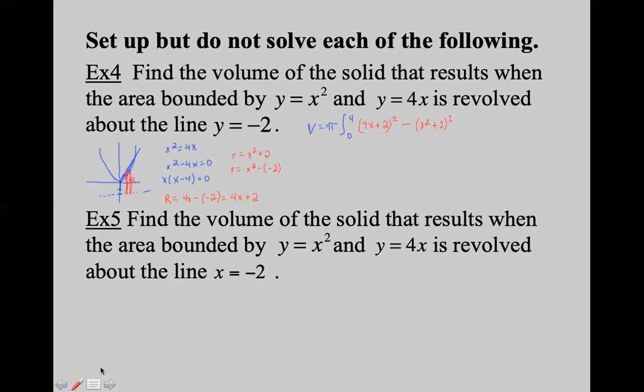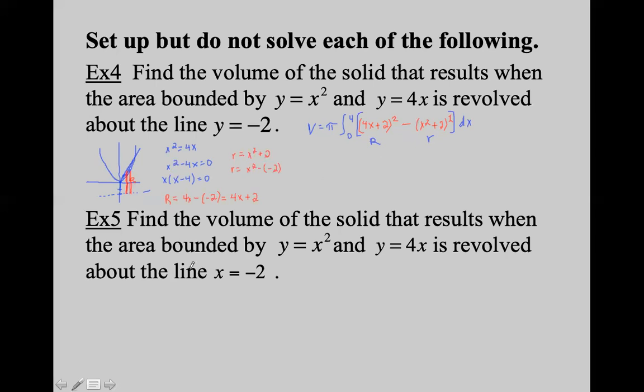The other thing they're going to look for is that all of that is together and you have your dx. So when they're checking this, set up but do not solve, they're looking for: Do you have your pi? Do you have the correct limits of integration? Do you know which curve is big R? Do you know which one is little r? Did you remember to put your squares in? Did you remember to include the fact that a washer is going to have this gap between the curve and the axis of revolution? So they're going to look at that.